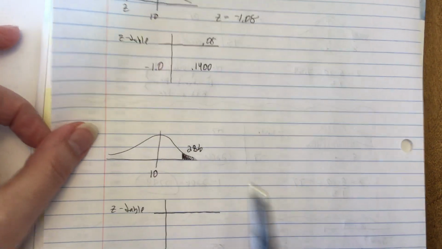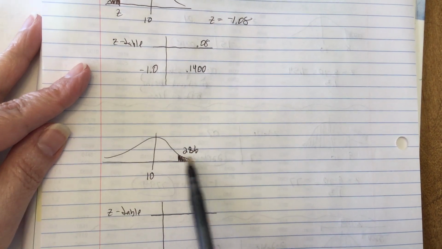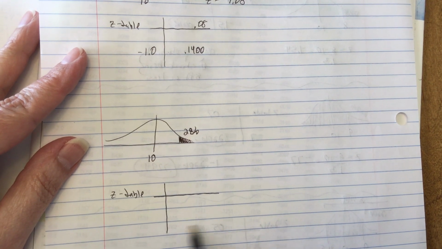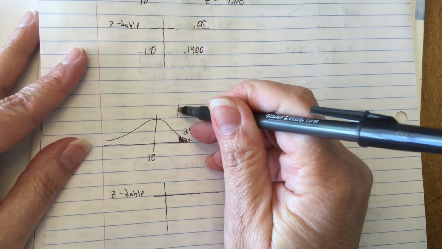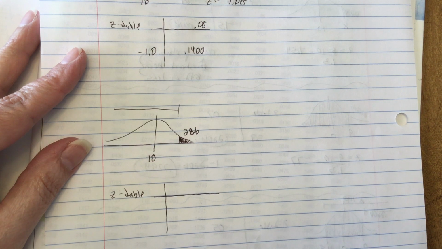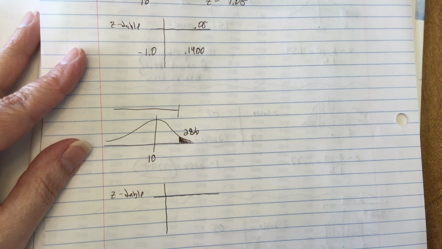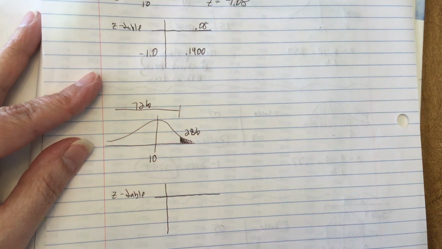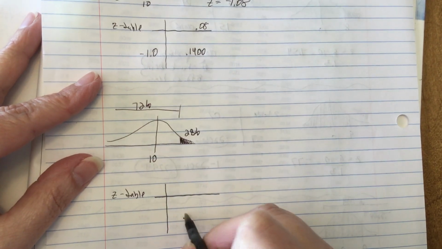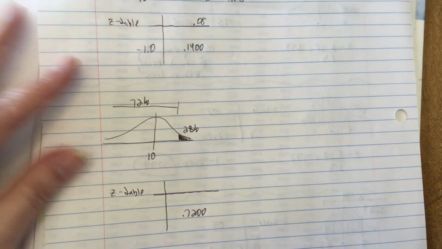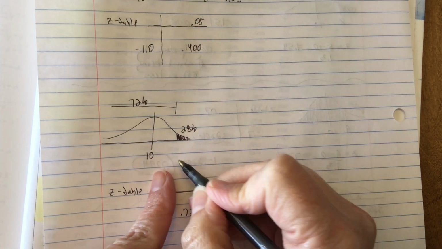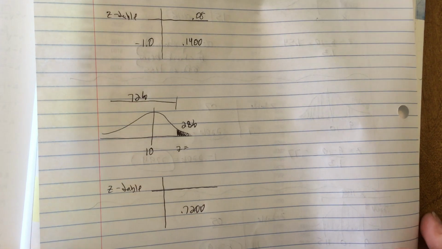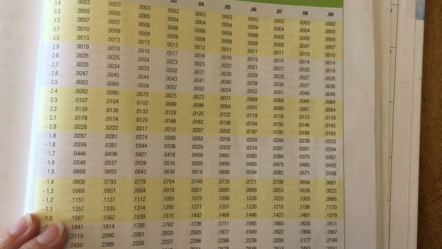Now for this one, I'm told it's 28% to the right, but in order to look in the guts of the table, this area is to the left. So all I gotta do is figure out what that area to the left is. And let's see, 28%, what's 100 minus 28? 72, right? So if I look up 0.7200 in the guts of the table, this time I know my z-score is positive, so I'm going to have to come over to the positive side and look up 0.7200.